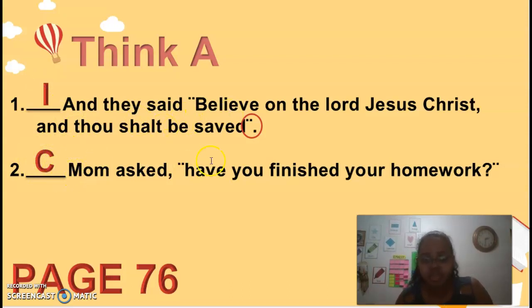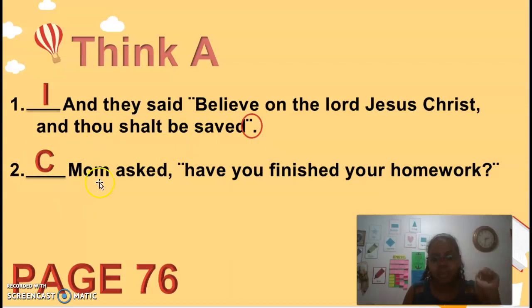So why is it incorrect? Because here I have the circle. Because the period is outside of the quotation mark. So you're going to circle what is the mistake. You're going to circle the error. And here I have letter C.